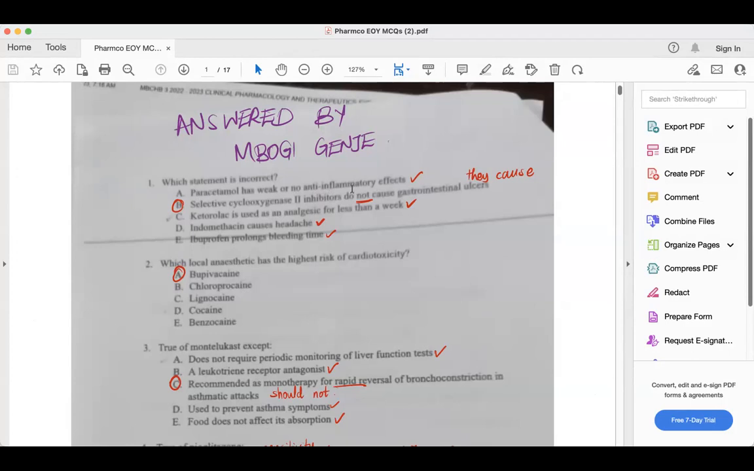Paracetamol has weak or no anti-inflammatory effects. Selective cyclooxygenase 2 inhibitors do not cause gastrointestinal ulcers. Ketorolac is used as an analgesic for less than a week, and indomethacin causes headache. Ibuprofen prolongs bleeding time. So this question is for the topic of paraminophenols, like the analgesics. You can go and search for the answer directly from the notes.